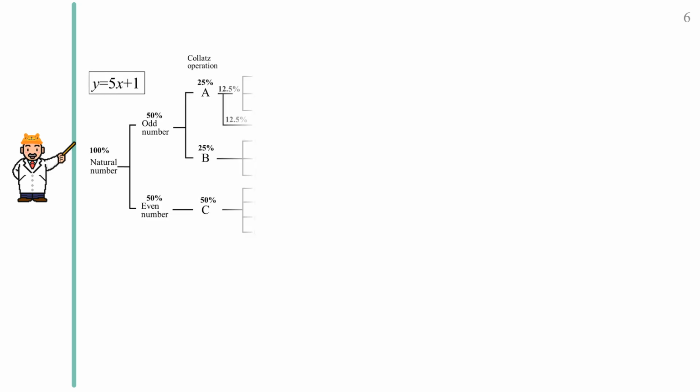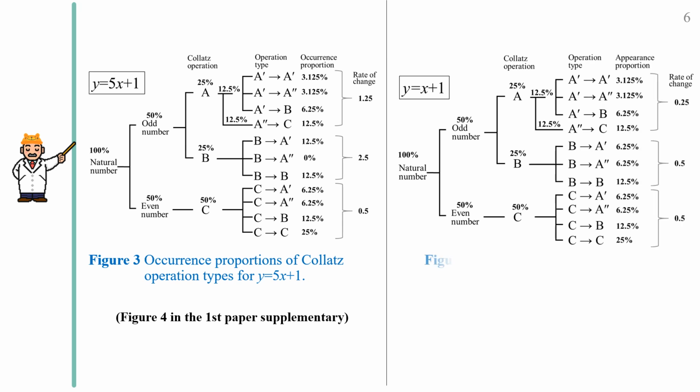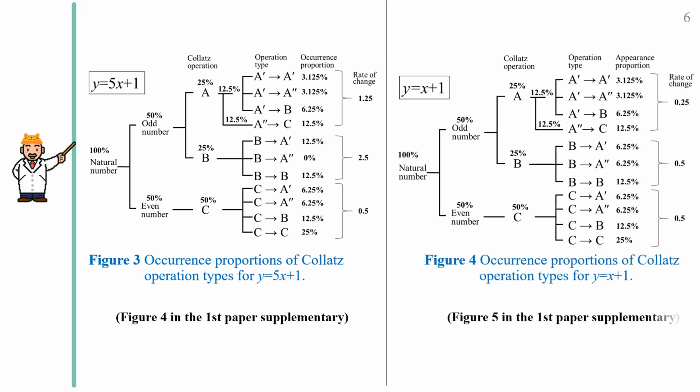A similar discussion applies to other TW equations. Figure 3 shows the occurrence proportions of operation types for y equals 5x plus 1. Figure 4 shows the occurrence proportions for y equals x plus 1. Note that only the occurrence proportions for y equals 5x plus 1 differ from the others. For details, please refer to the supplementary information of the first paper.